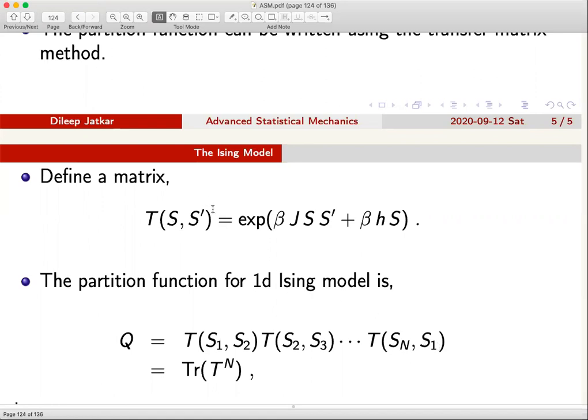Fine. If you think of this as a matrix object, then this entire product is like a trace of the Nth power of T. Why? Because you can think of the first index as a row label and the second as a column label of T. Then you match the row label of the first transfer matrix with the column label of the last transfer matrix. If you do that, then you are actually taking a trace. Therefore, the partition function of the system is just the trace of the Nth power of the transfer matrix T, where N is, of course, the number of lattice sites that we are looking at. Is that fine?